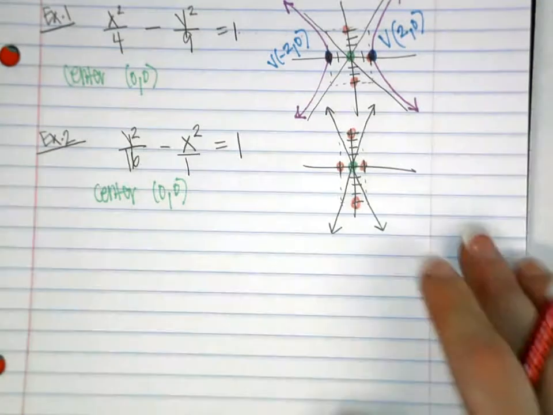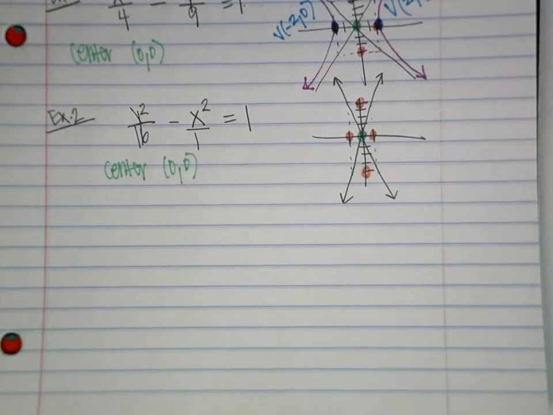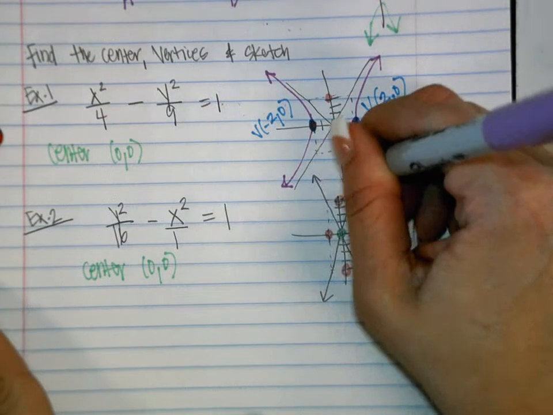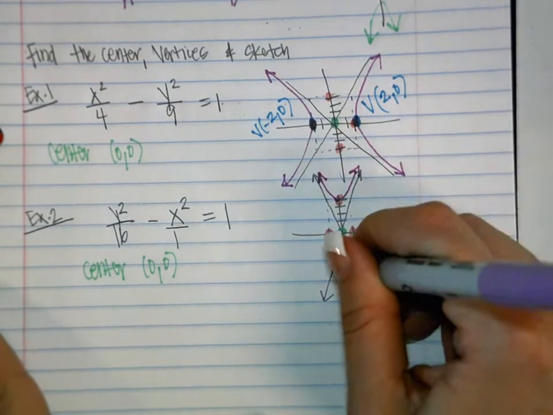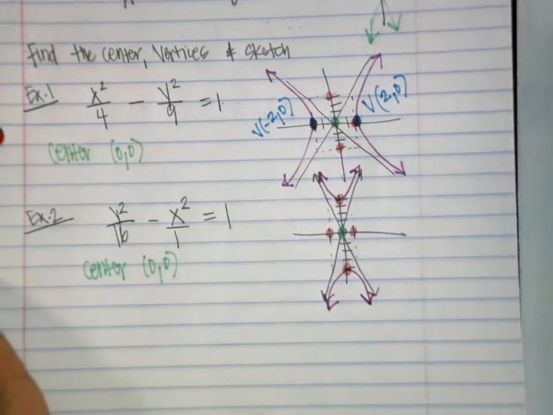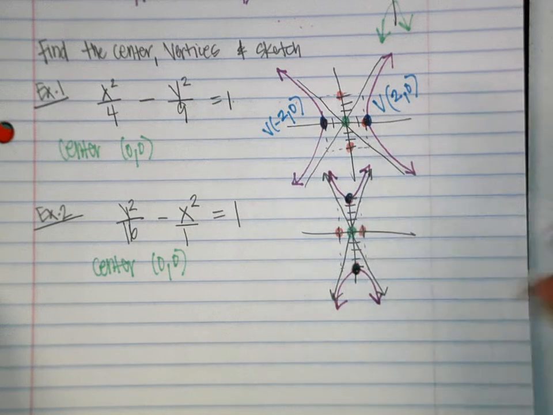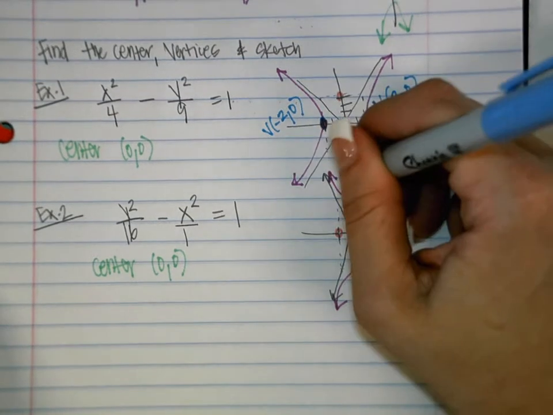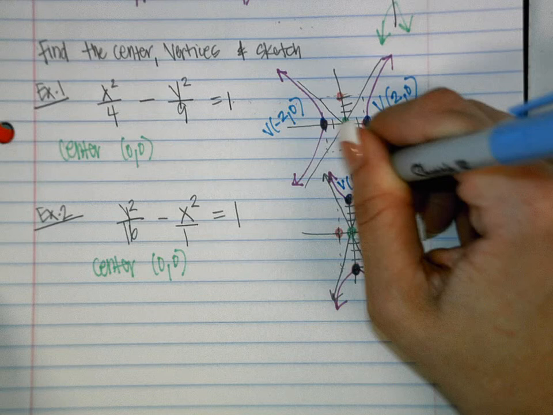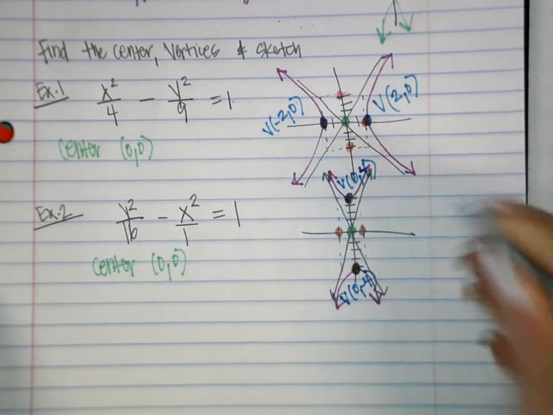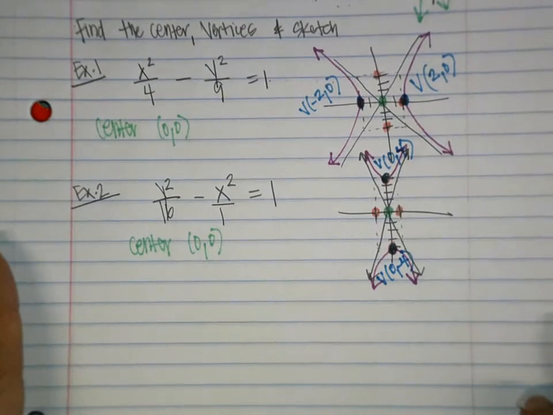Now, for this one, is this going to be going around the y-axis, so up and down, or the x-axis? Are these going to be side to sides or up and downs? Up and down, because the y part is first. So these ones are a little bit skinnier than the last ones. And then finally, the vertices are at the center of each hyperbola. So what are your vertices? This one is what? 0, 4. And this one is what? 0, -4. So 0, 4, and 0, -4.